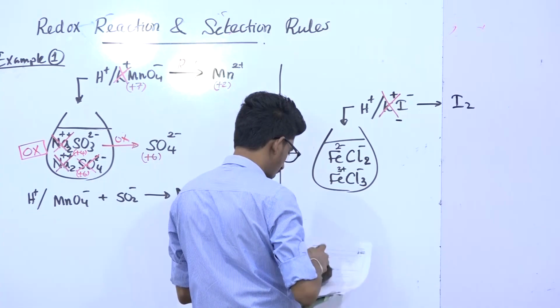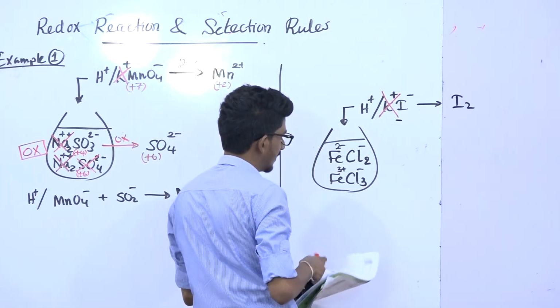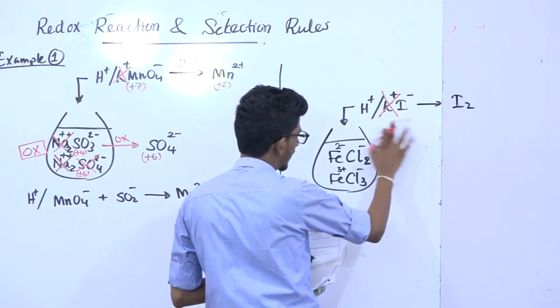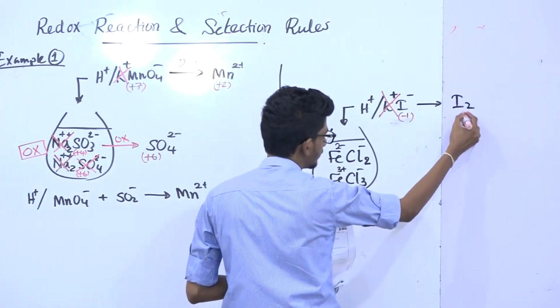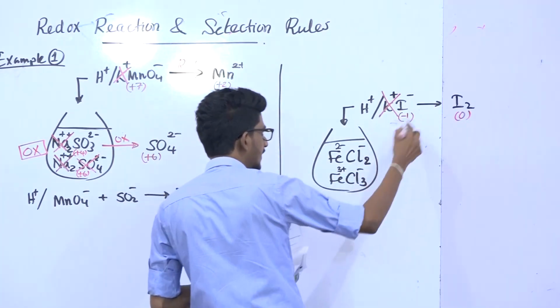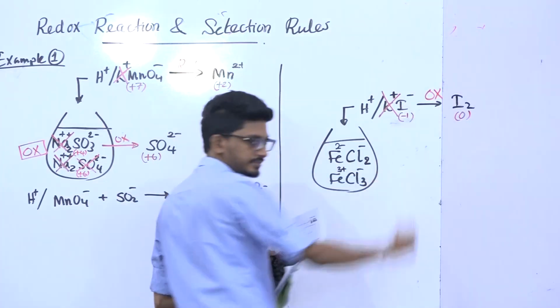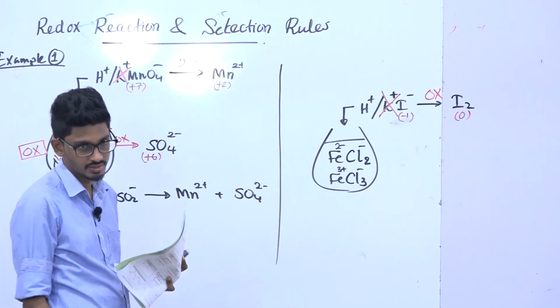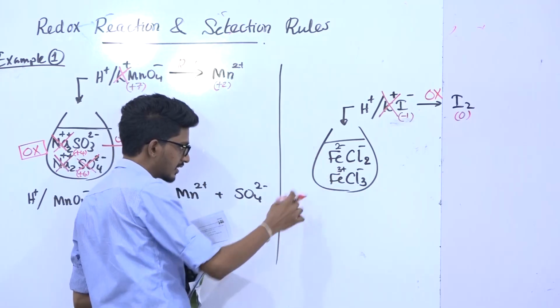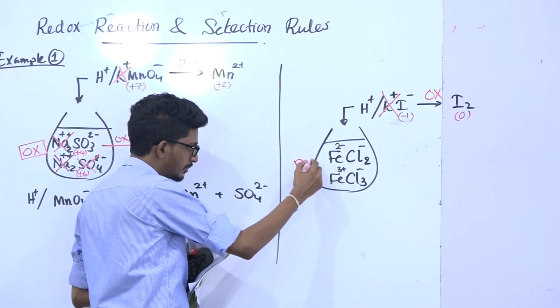So let's come up with the process there, whether it's oxidation or reduction. You are starting with minus one, and this is 0. So this is a kind of oxidation, right? Kind of oxidation. So in the flask only a reduction is possible.